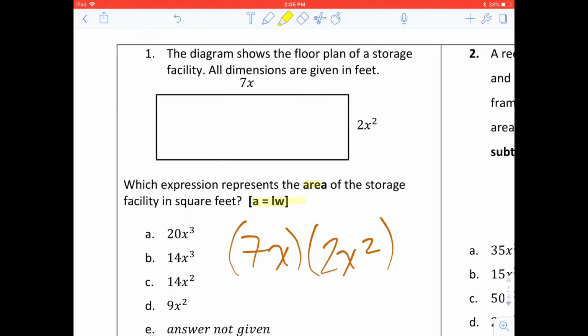So let's go back to our rule. Our rule says multiply the big numbers first. 7 times 2 is 14. But when you multiply with exponents, you're really adding them. So x to the first times x to the second. When you add those up, you get x to the third.